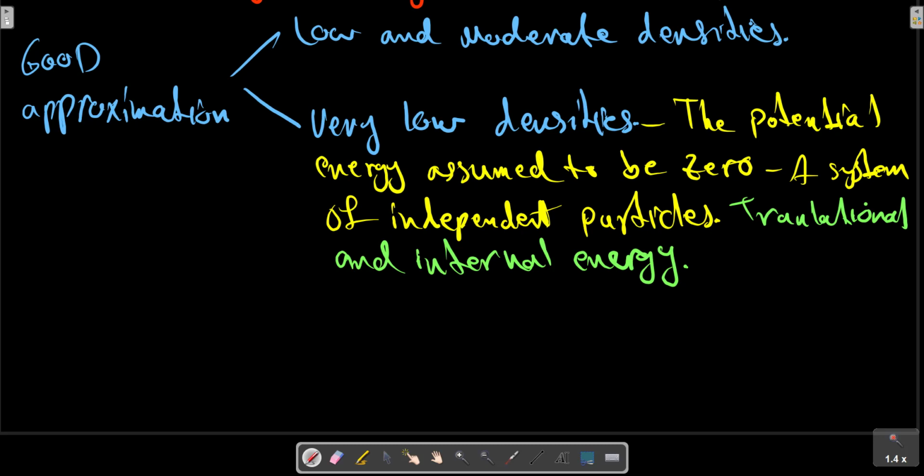The translational energy, which depends only on the mass and velocities of the molecules, is determined by using the equations of mechanics, either quantum or classical. The intramolecular internal energy is more difficult to evaluate.